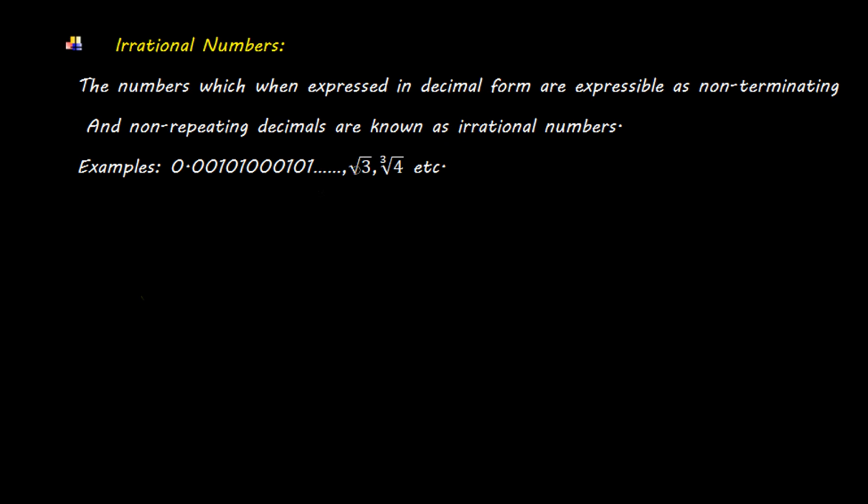And then we have the square root of any non-perfect square number, like square root 3, square root 7, square root 10, and so on, or the cube root of any non-perfect cube number. Like 4 is not a perfect cube, so if you take the cube root you will have a non-terminating decimal representation, and it will be non-repeating also.